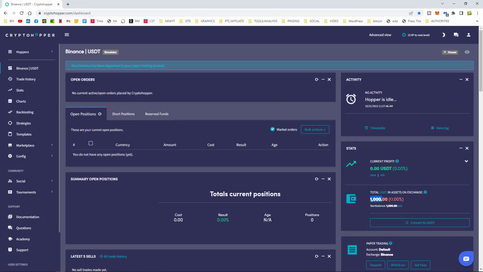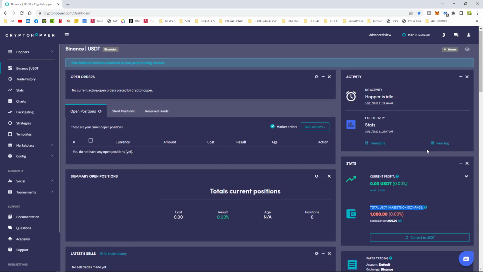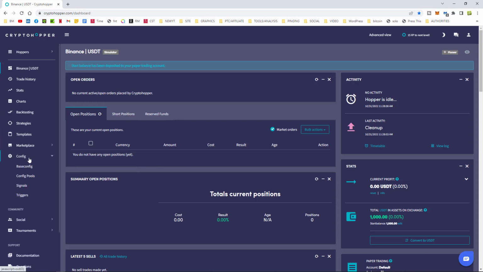Alright, so there's our $1,000 of fake money. Now then, what we need to do next is go into, why does that say Pioneer? It should say Adventurer. Alright, never mind, it doesn't matter. Now we need to go into the config for this bot. There we go, base config.